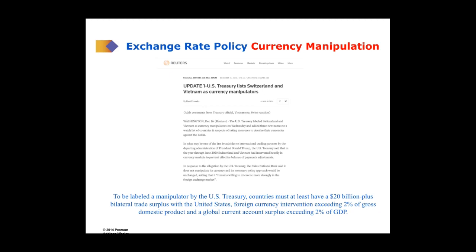And of course, some countries need to go in and do things, but if you're intervening too much in the marketplace, you might be labeled a currency manipulator. What they're trying to do in that case is maybe shame or pressure you into letting the free market determine the exchange rates rather than too much currency intervention.